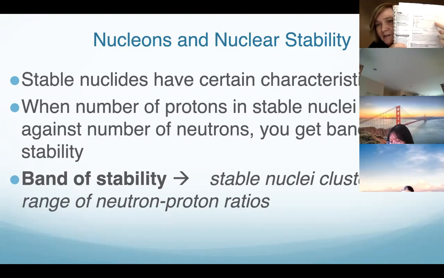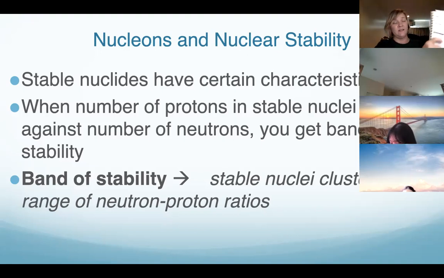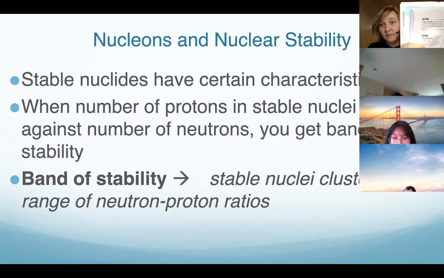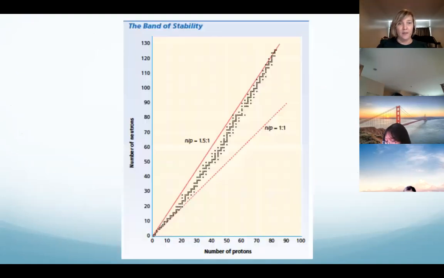And then once you get past a size that's too large, it starts going down, which means your nucleus is becoming less stable. And then, oops. On page 643, that's where you have the band of stability. Okay. So yeah, there it is. What this graph shows you is there's a very delicate balance between the ratio of neutrons to protons.